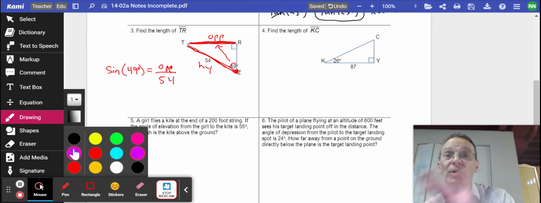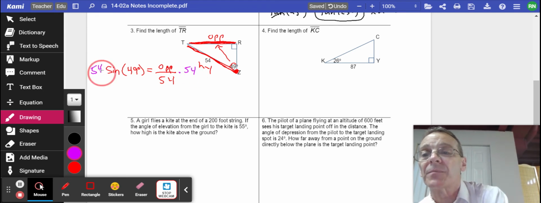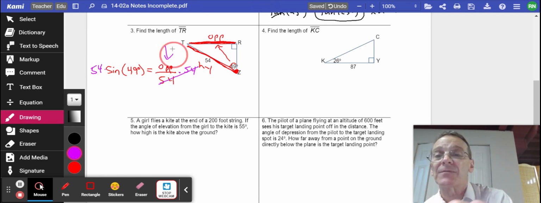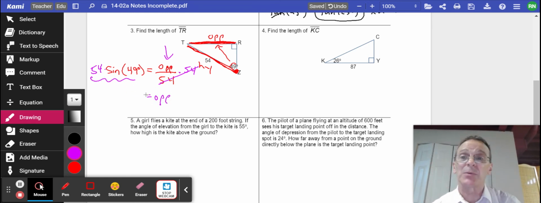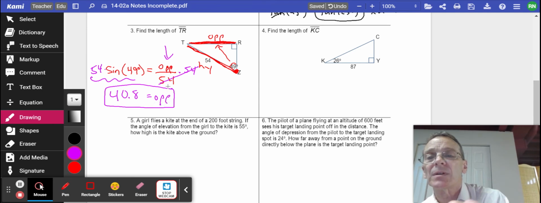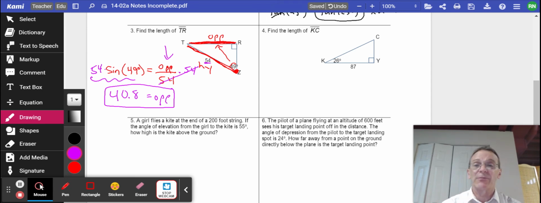To solve that, before you reach for the calculator, we're trying to isolate that opposite side, so multiply both sides by 54. That's all we need to do to isolate this opposite variable. Now we can pick up the calculator, punch all of that in at once, and we find out that the opposite side is equal to, checking my notes, 40.8. Wait, does that seem reasonable? Well, it's less than the hypotenuse, okay, and 40.8 seems reasonable to me.